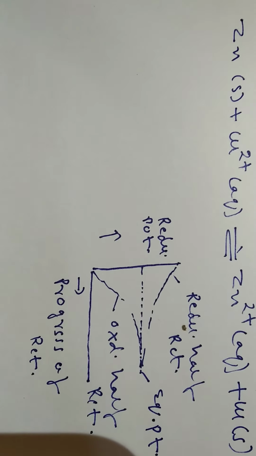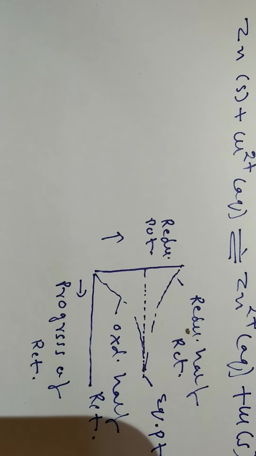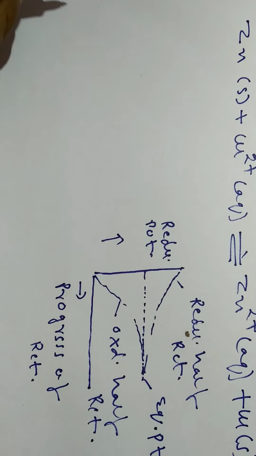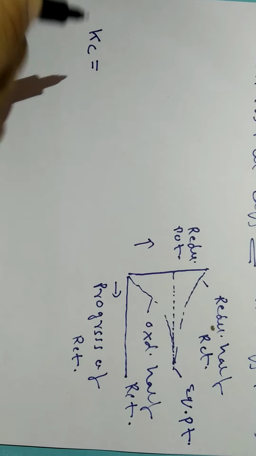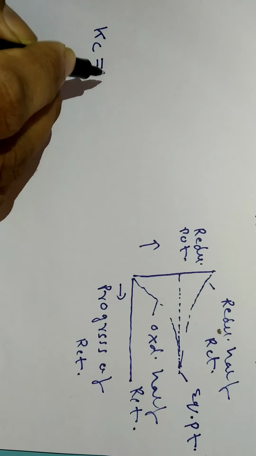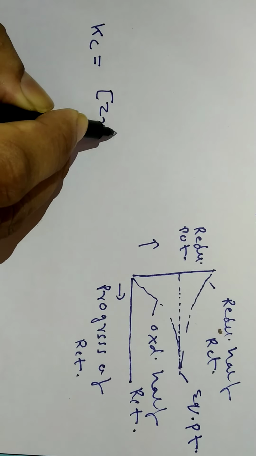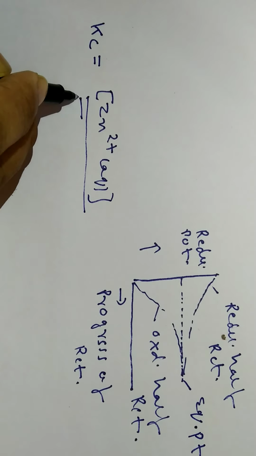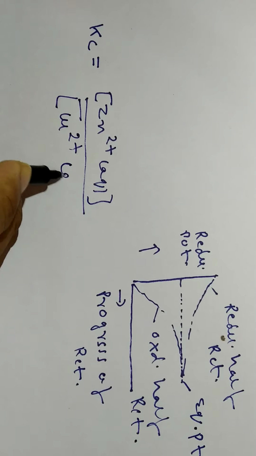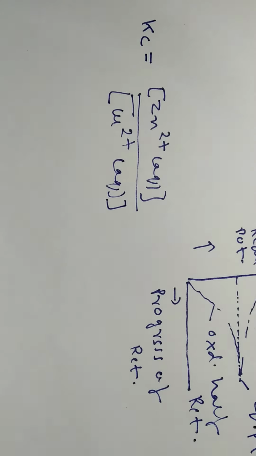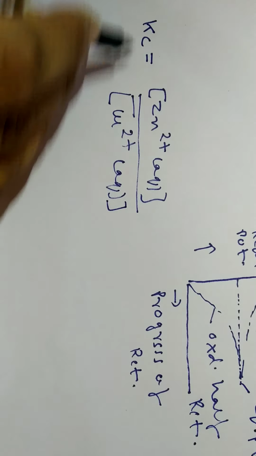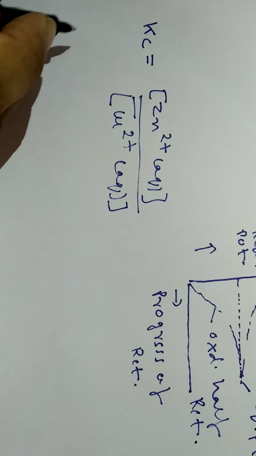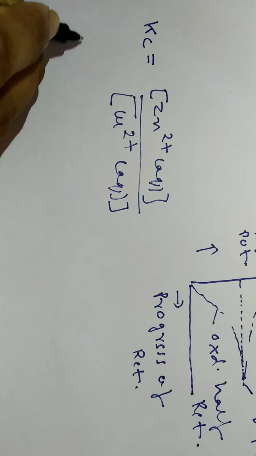Thus, from here we can write the expression of Kc. As we have read in the class 11th chapter on chemical equilibrium, how to write the expression for Kc. I am writing here once again, assuming that you already know all these things. Now I am going to substitute the value of Kc in the Nernst equation. Nernst equation, once again I am going to write here.